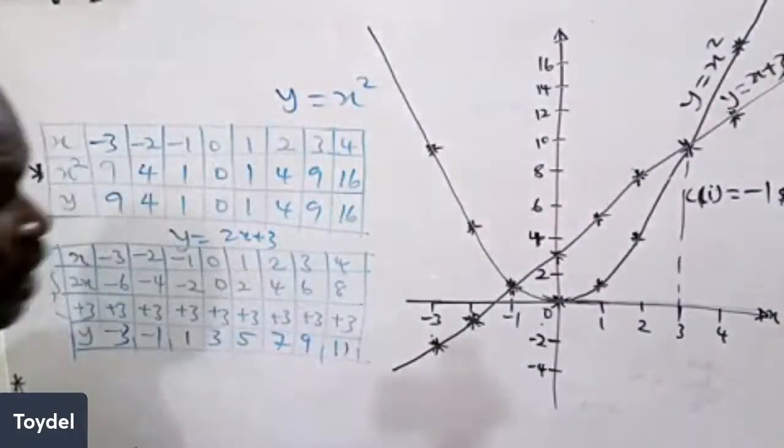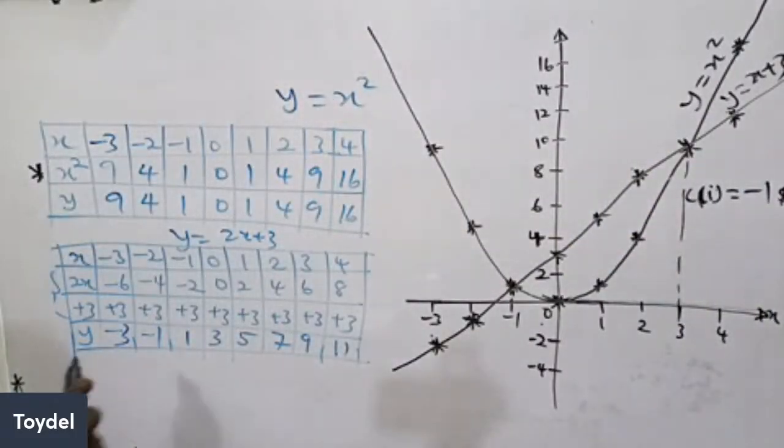In the first one that we did, the root of the equation is along the x-axis. But here, the root of the equation will be where the linear graph cuts across the quadratic graph. That will be the root of the equation in this case. Okay? So let's take notes.